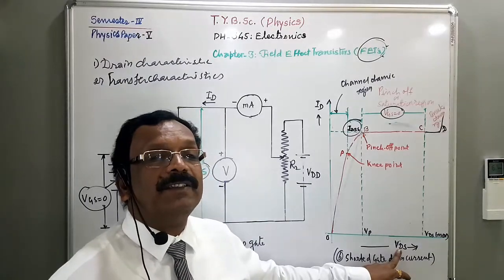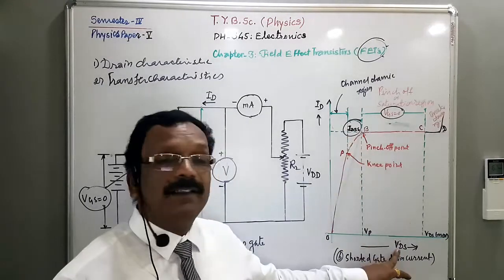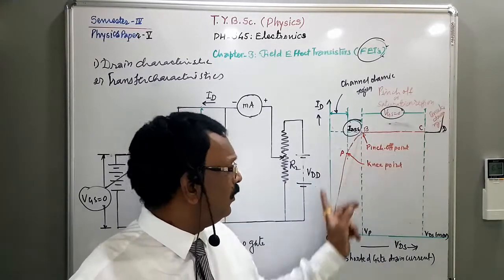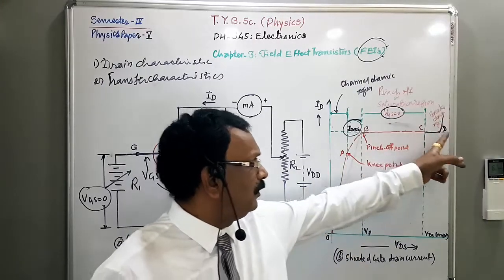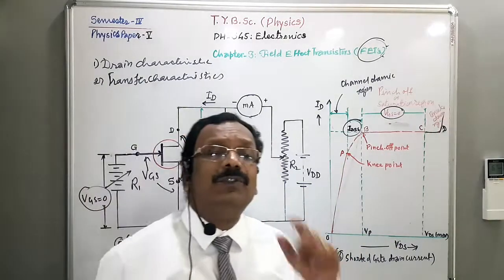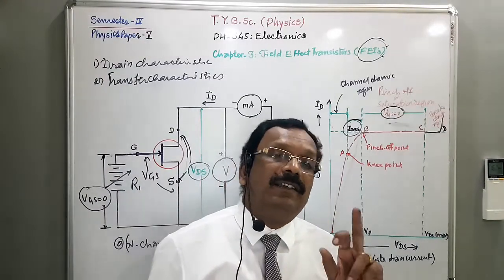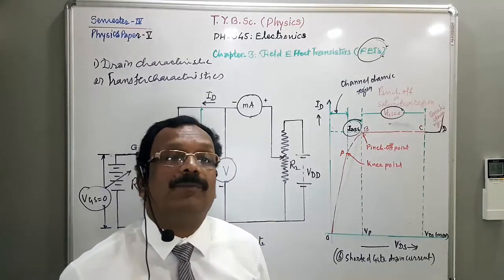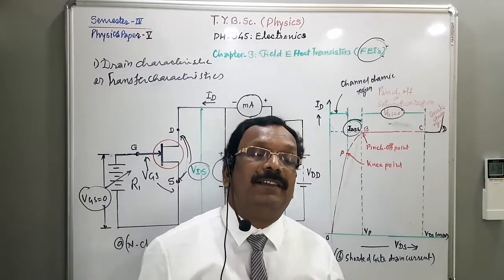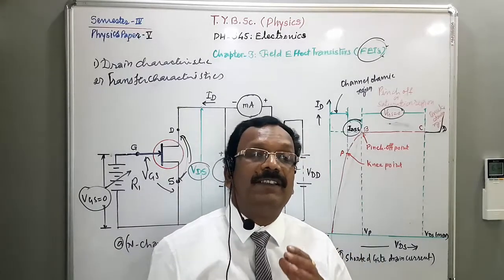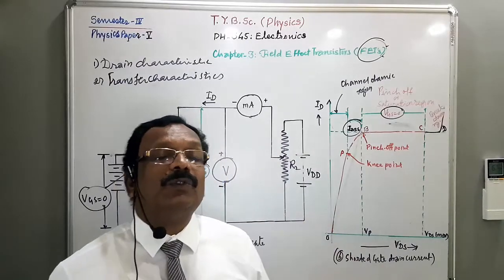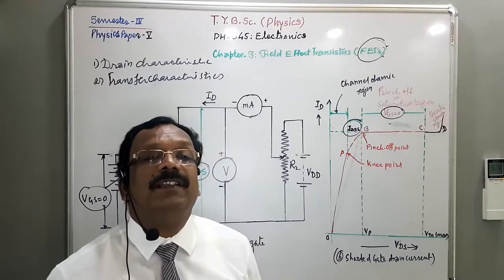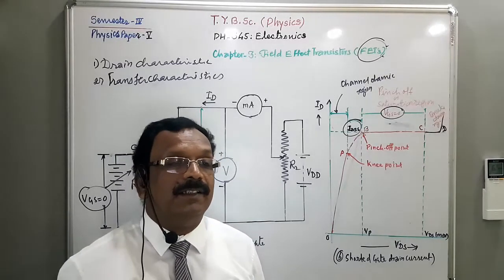That means the characteristics which gives the relationship between drain current and drain to source voltage for a constant VGS. Here from this point to this point, VGS should remain constant. I am again going to repeat because this is a very important point from the exam point of view. What is drain characteristics? The characteristic curve which gives the relation between drain current and drain to source voltage, that is ID and VDS, for a constant VGS is known as drain characteristics.